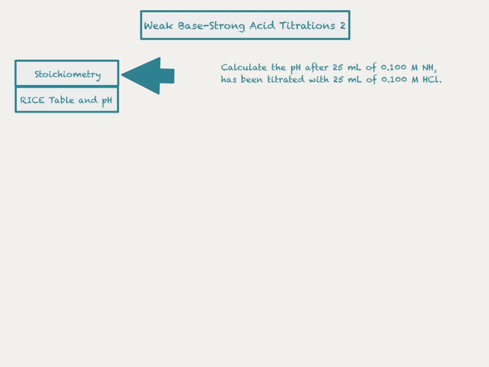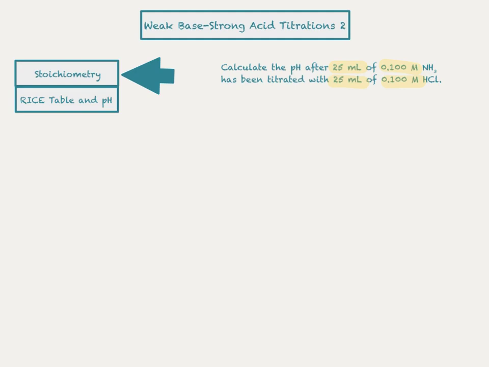In this video, we're going to be going over how to do the calculations for a weak base strong acid titration when you've reached the equivalence point. You can tell that we're at the equivalence point before even starting because we have the same volume and the same molarity for each one of our chemicals. So there's going to be an equal number of moles.